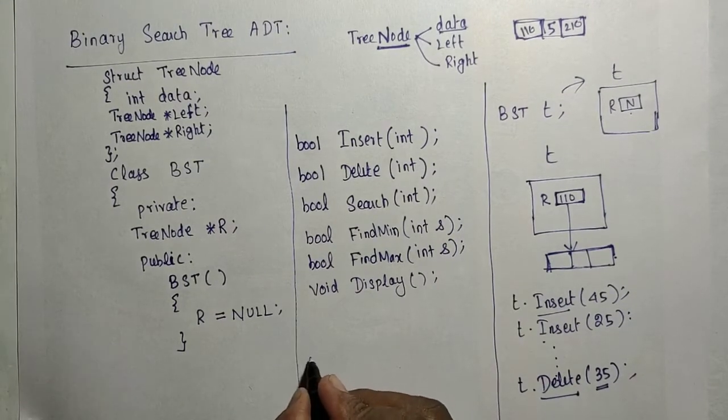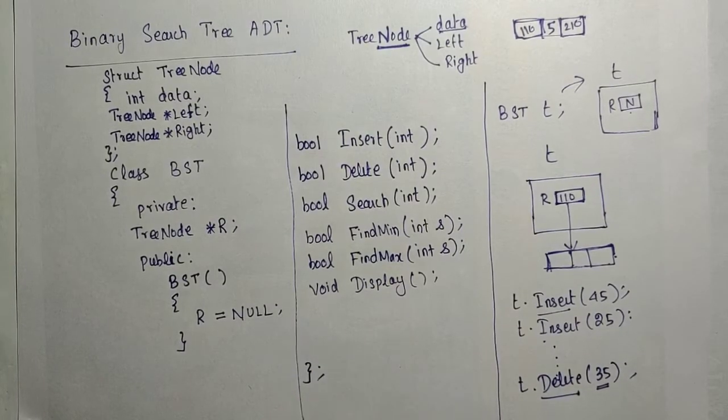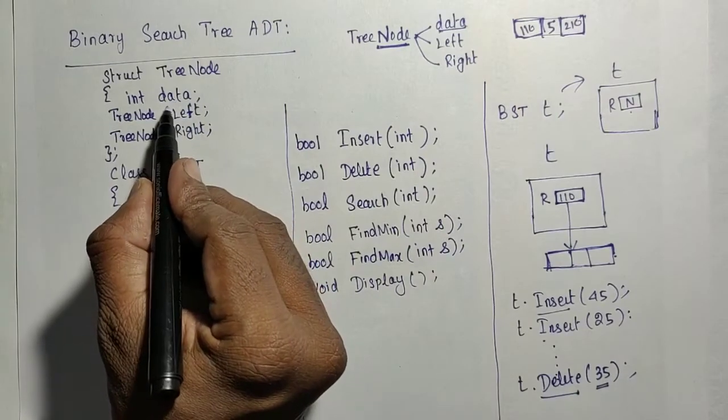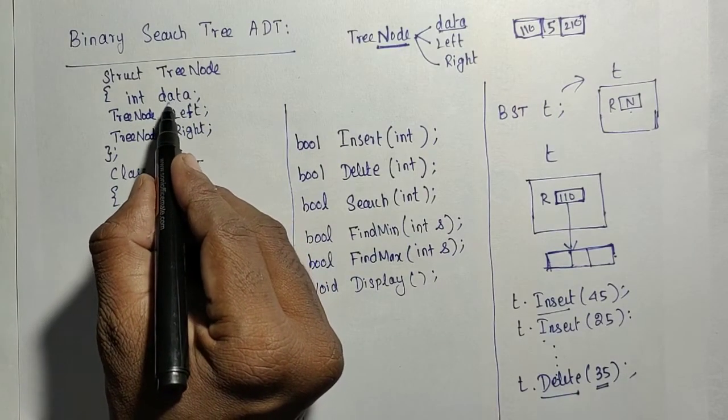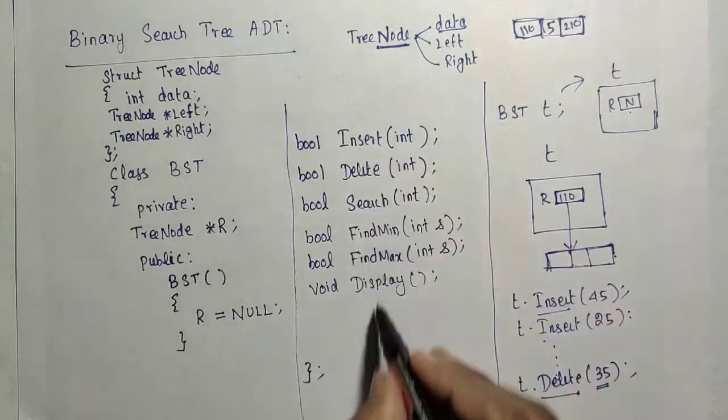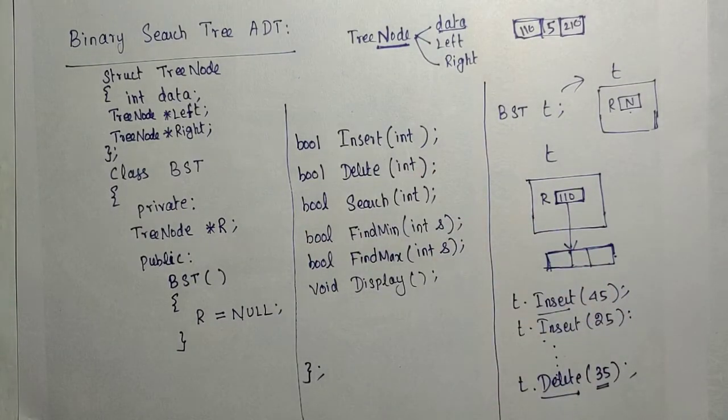Now I have to complete that class BST, which is going to store the list of nodes of the data, that is integer elements, and these are the functions we are going to implement.